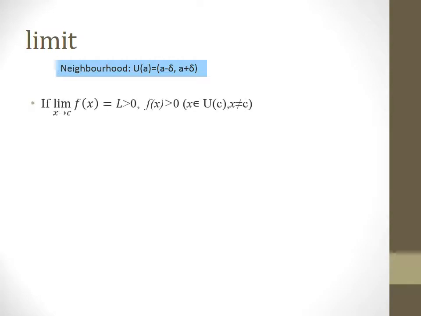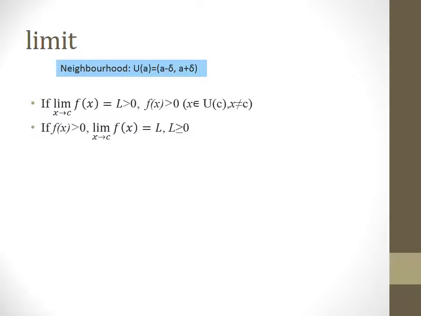First, if the limit of f(x) equals L, which is greater than 0, then as x is close to c, there will be points different from c where f(x) is greater than 0 in the neighborhood of c. Second, if f(x) is greater than or equal to 0, and the limit of f(x) equals L, then L is greater than or equal to 0.